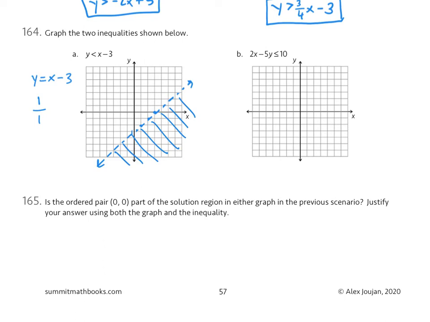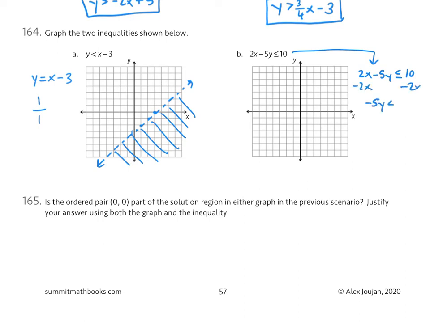Part B, 2x minus 5y is less than or equal to 10. I could find the intercepts, but I'm going to go ahead and isolate y. Right now this inequality is in a standard form of sorts. Let's put it in slope-intercept form. 2x is positive, so I will subtract 2x.